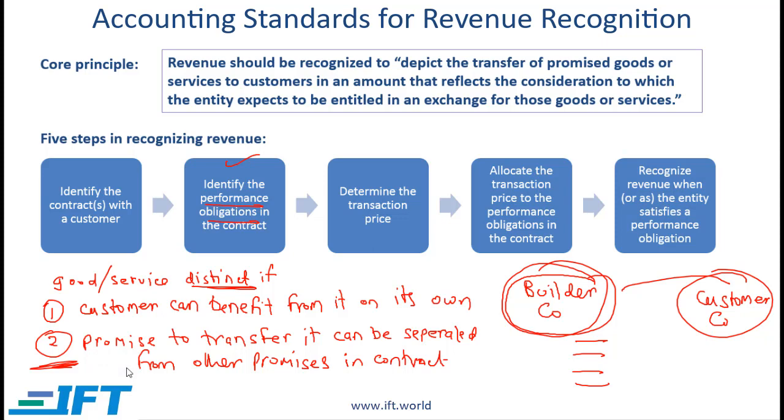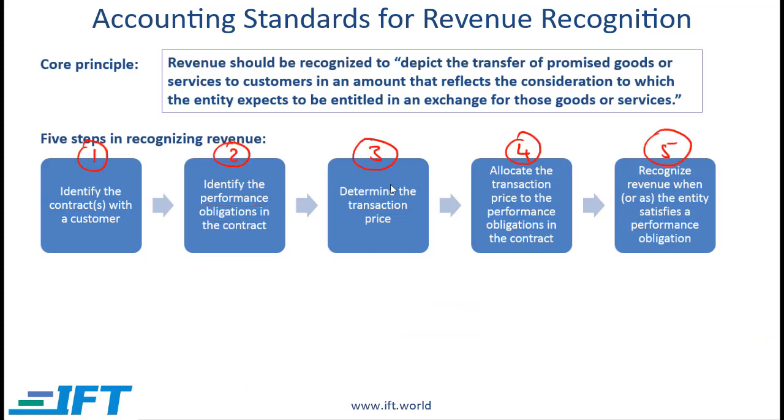And if that is the contract, then these specific items like pre-construction engineering cannot be separated from other promises in the contract. Therefore, these items do not in and of themselves represent performance obligations. Step 3 is to determine the transaction price. Step 4 is to allocate the transaction price to the performance obligations in the contract.